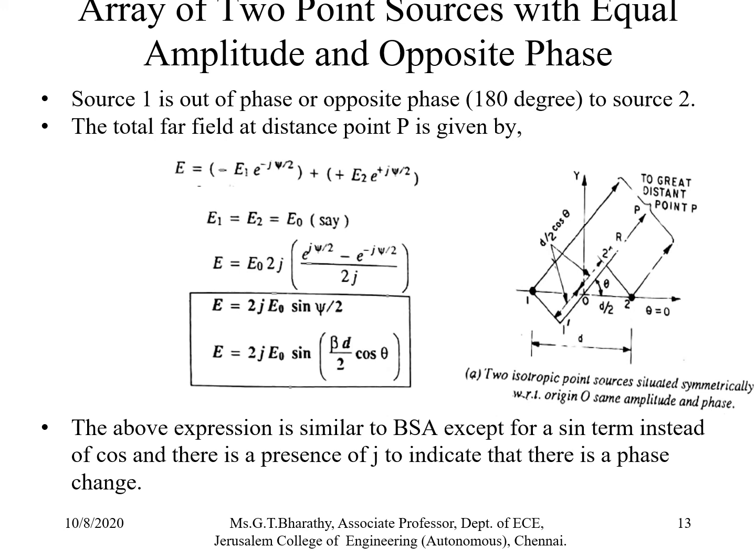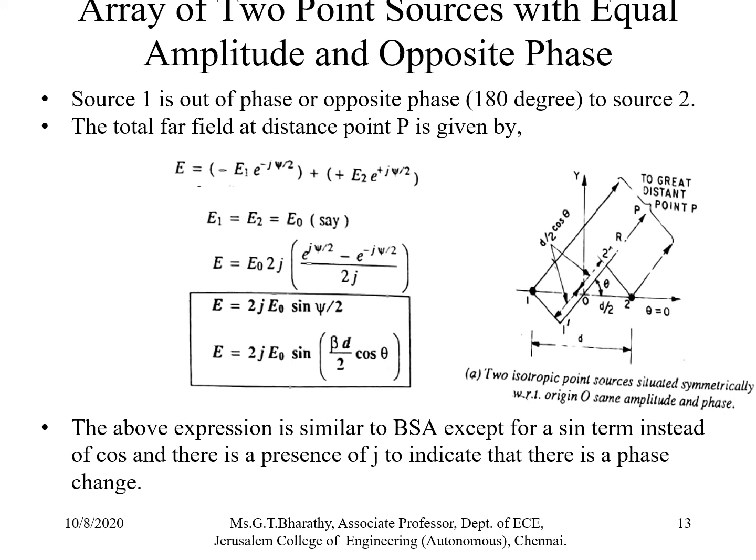Again we have the path difference. We are calculating the power at a distant point P. So the field from the source 1 reaches the point P at a later point when compared to the field from the point source 2 due to the path difference. So everything is same as broadside array, except that we have an out of phase component here. So we have the total field E is equal to minus E1 e power minus j psi/2 plus E2 e power j psi/2.